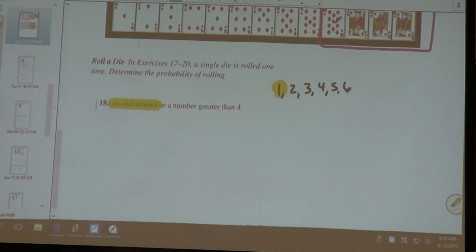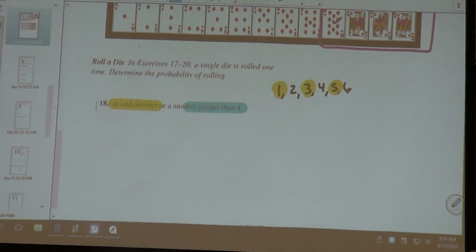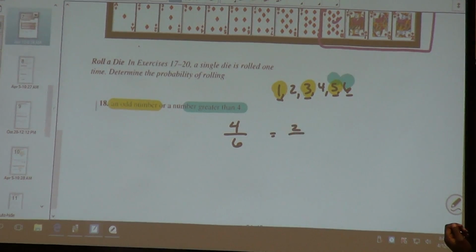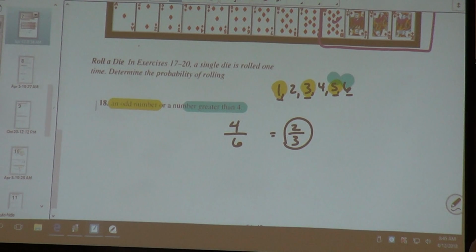So my odd numbers are going to be here. My numbers greater than 4 are going to be there. So how many total numbers make me happy? 1, 2, 3, 4 numbers out of the 6 numbers make me happy, which is going to be 2/3. Even though the 5 makes me happy, it's okay, it just makes me happy. Yay?